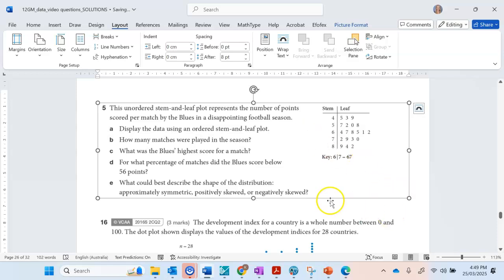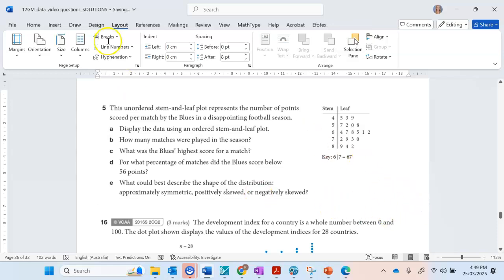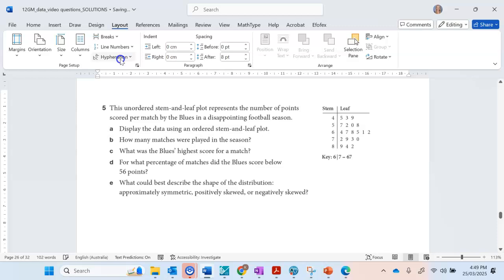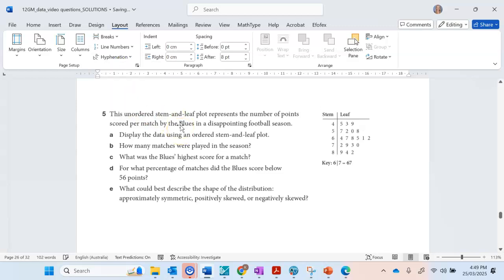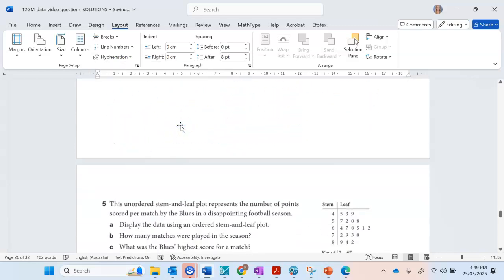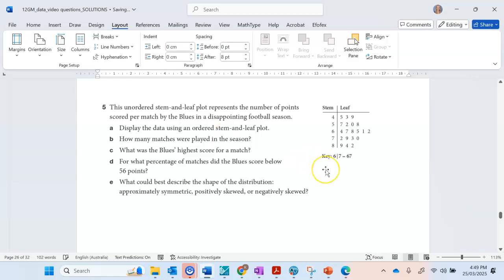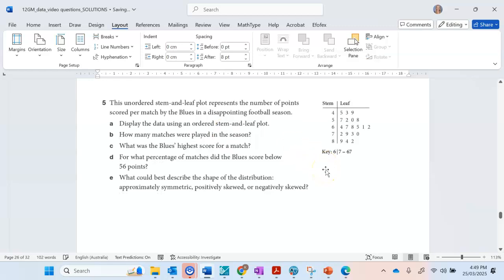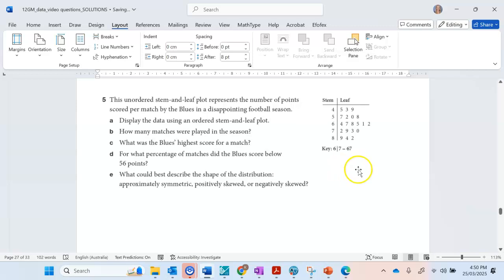So we'll give ourselves a bit of space too. All right, is that the question I was doing? Okay. The unordered stem and leaf plot represents the number of points scored per match by the Blues in a disappointing football season. Oh, it's a bit harsh, a bit judgmental of this question. All right, display the data using an ordered stem and leaf plot. So, all right, we'll quickly do that.